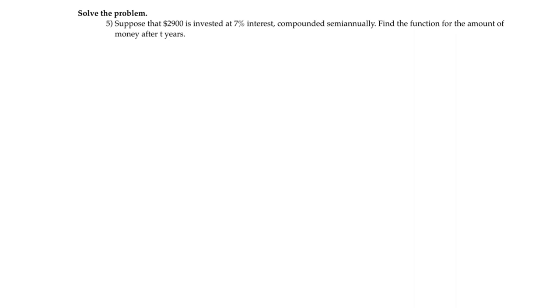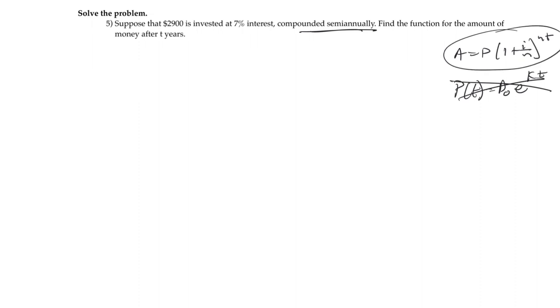There's three nice questions. Suppose that $2,900 is invested, so it's a money thing. It's compounded semi-annually, so I have two formulas to choose from. One is this one, and the other one is this one. If it's money and it's compounded semi-annually, it's not that one, it has to be this one.